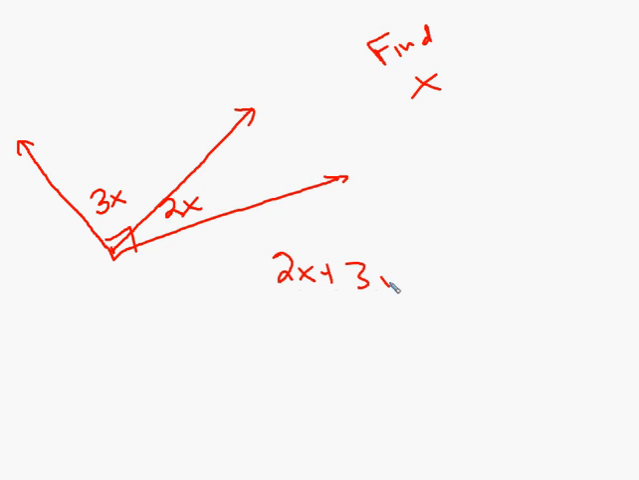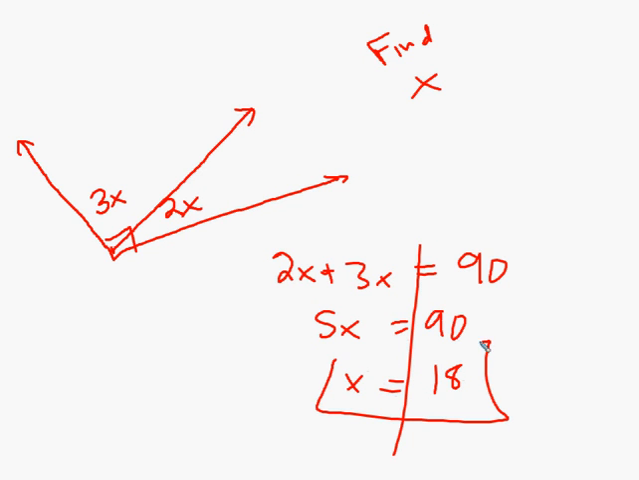What kind of angle is this? 90 degrees. So I have 90 degrees. Find the value of x. Set it up, Evan. 2x plus 3x equals 90. Yep. Now what? 5x equals 90. Then you divide by 5 and you get 18. Okay, because I asked for x, we are done.